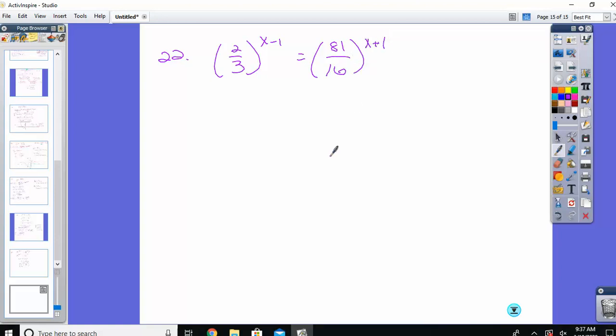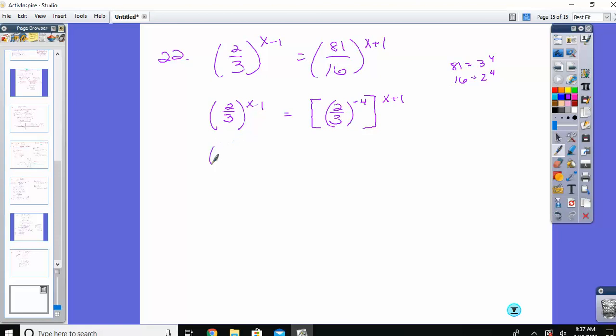Okay, we have to get a common base. I cannot break down 2/3, so that's going to have to stay. 81 over 16. 2/3 and negative 4. Okay. Do you guys agree that 81 is the same as 3 to the 4th, and 16 is the same as 2 to the 4th? Since I want it to be a 2/3, that means it would have to be a negative exponent to put the 2 on top. And both of those to the 4th power would give you the 81 over 16.